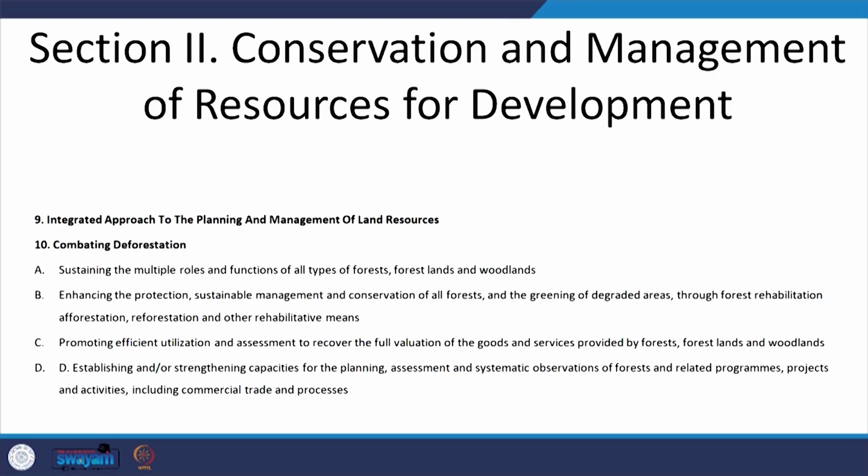The next is combating deforestation. Forests are paving the way for a lot of developmental activities, whether they be settlements, infrastructure, or industries. Forests were being cut and they are being cut. So the agenda still holds good, combating deforestation.